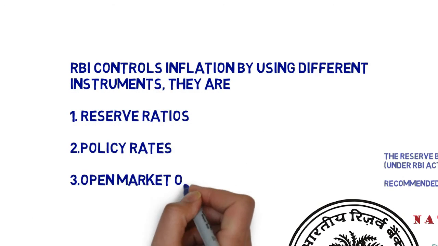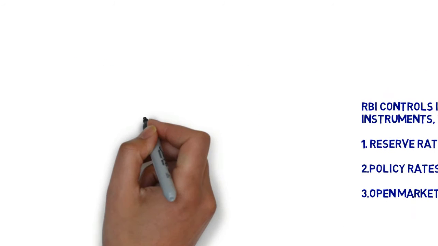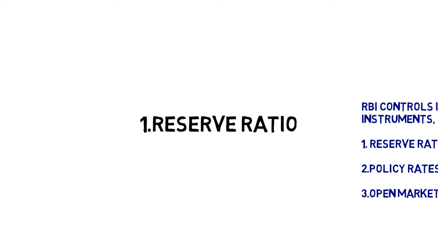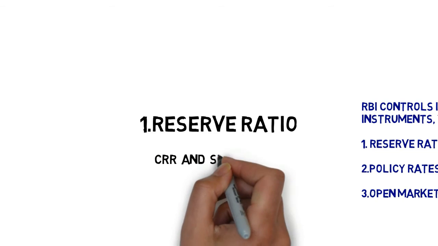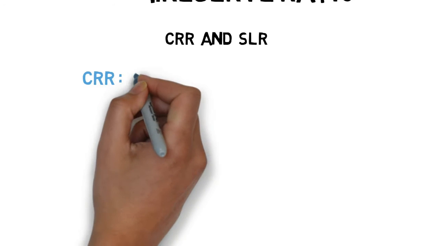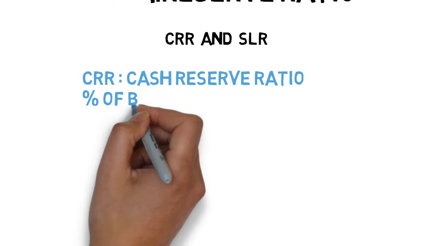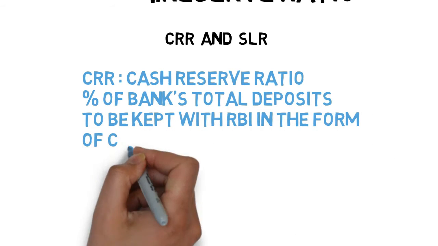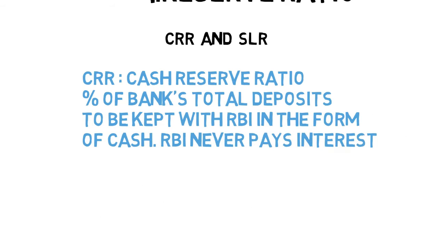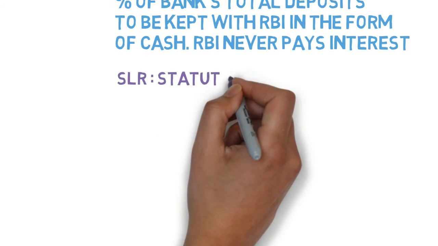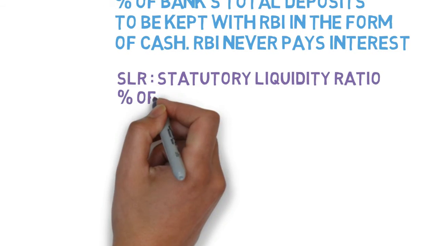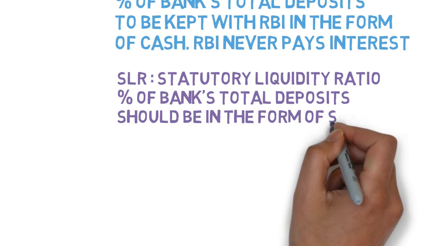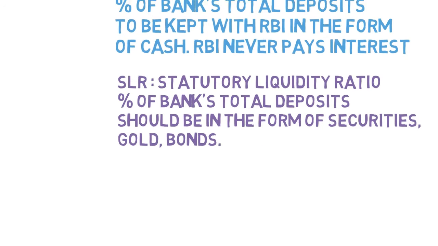They are, let's go individually, reserve ratios. First one, reserve ratio. What is a reserve ratio? CRR and SLR. CRR means cash reserve ratio, a percentage of banks' total deposits to be kept with RBI in the form of cash. RBI never pays interest to banks for this CRR. What is SLR? Statutory liquidity ratio, a percentage of banks' total deposits that should be in the form of securities, gold and bonds.